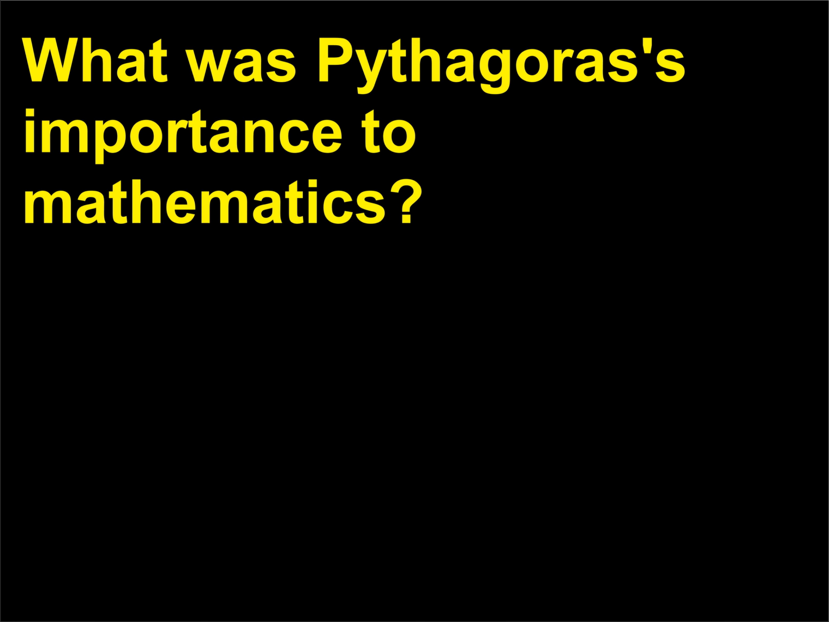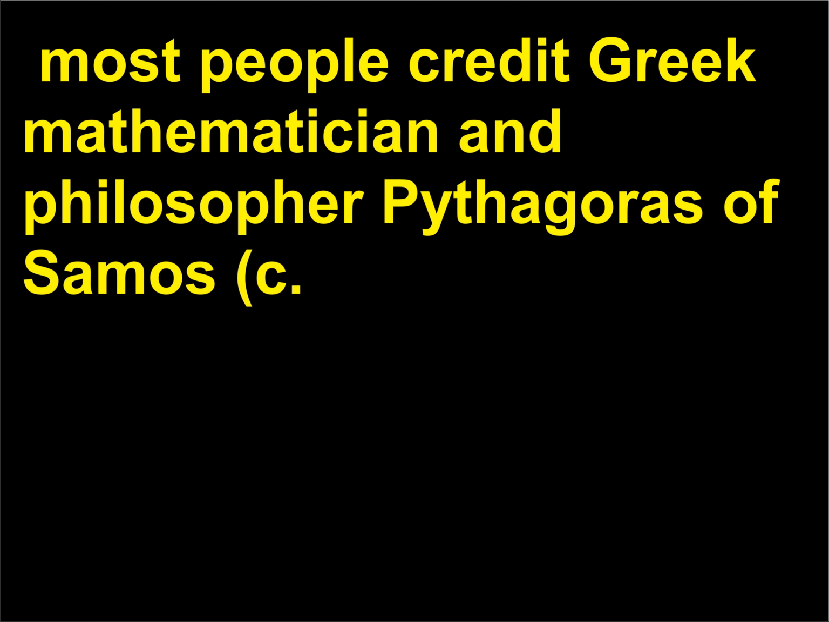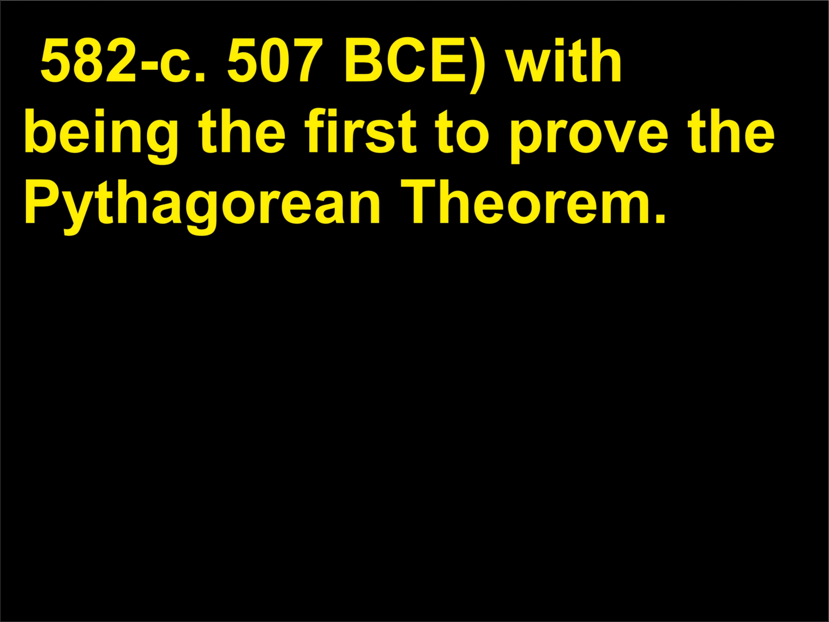What was Pythagoras' importance to mathematics? Although the Chinese and Mesopotamians had discovered it 1,000 years before, most people credit Greek mathematician and philosopher Pythagoras of Samos, c. 582 to c. 507 BCE, with being the first to prove the Pythagorean theorem.